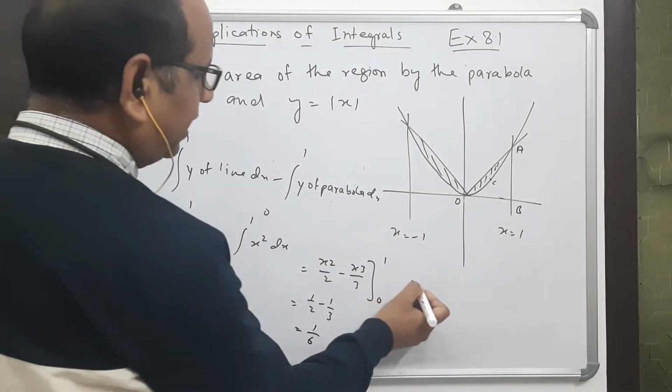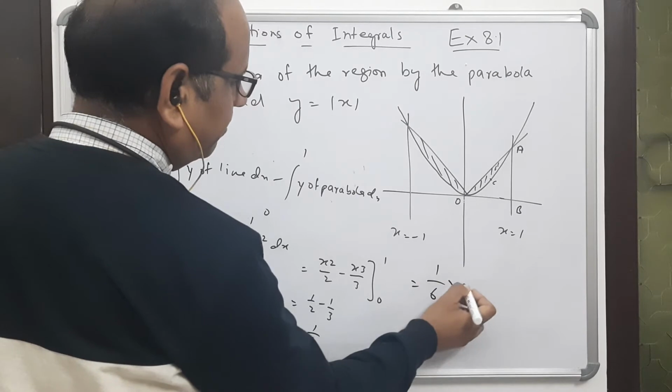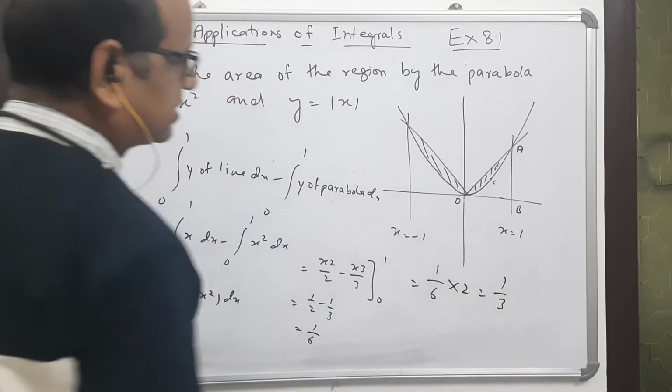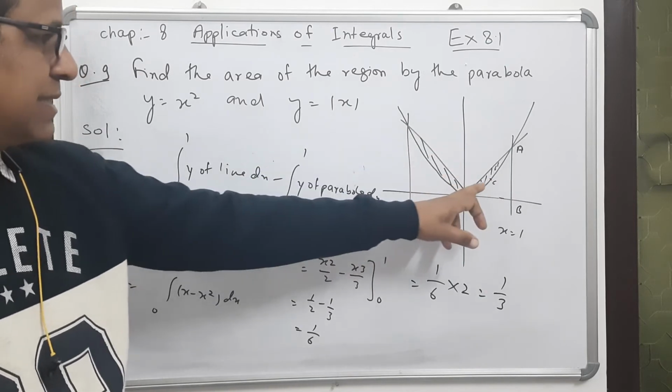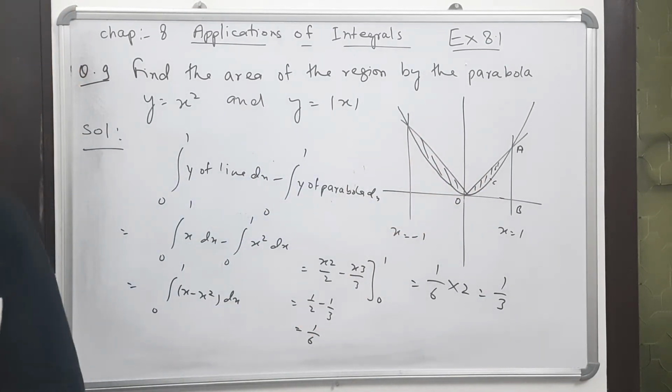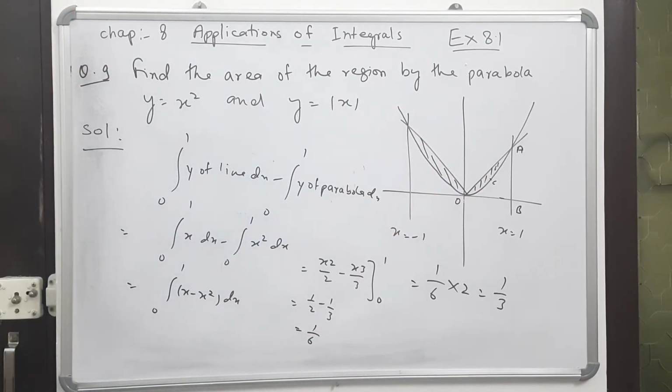So what is the final answer? It is 1 by 6 into 2. So the answer is 1 by 3. This area is 1 by 6 and this part is 1 by 6. So the final answer is 1 by 3 square units. I hope this problem is clear to you. It is very simple and straight, and even this year it can be asked in the exam. Be prepared.